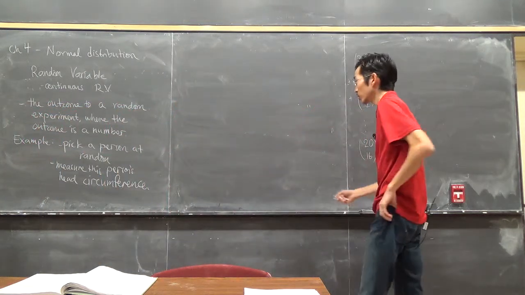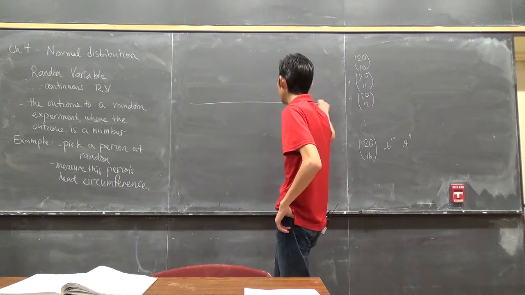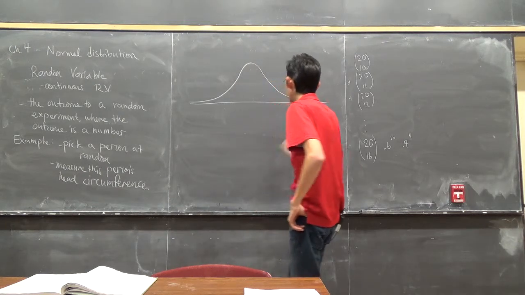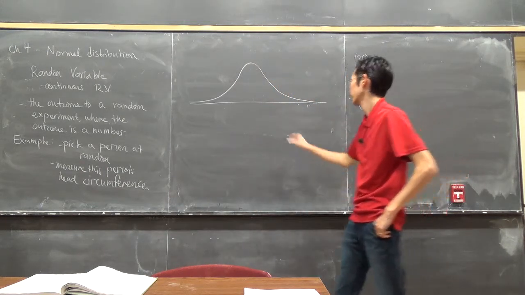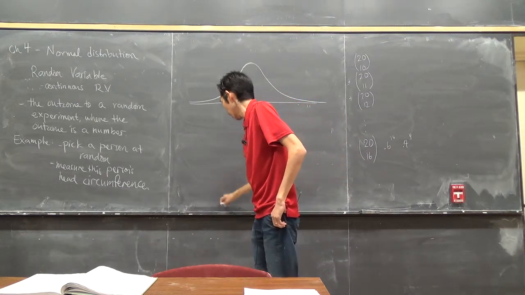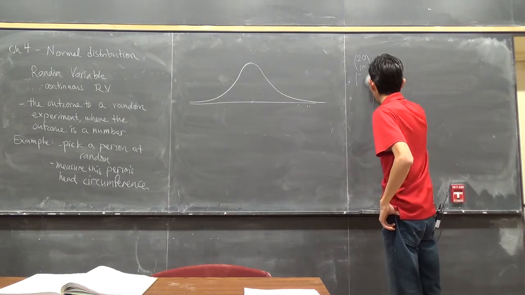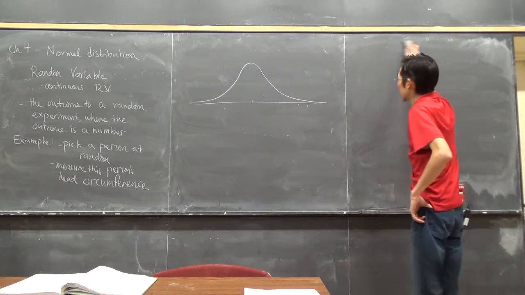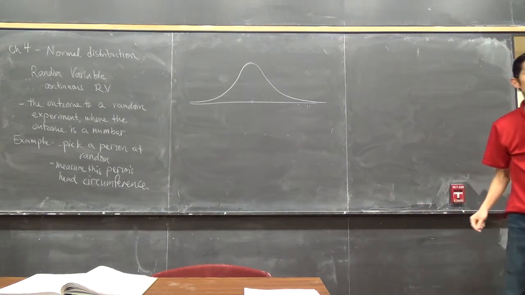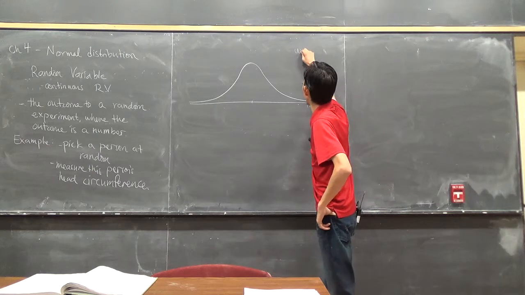Okay. When we graph the normal distribution, it looks like this. Okay. So we would describe the shape of this thing to be what? Unimodal and symmetric, right?